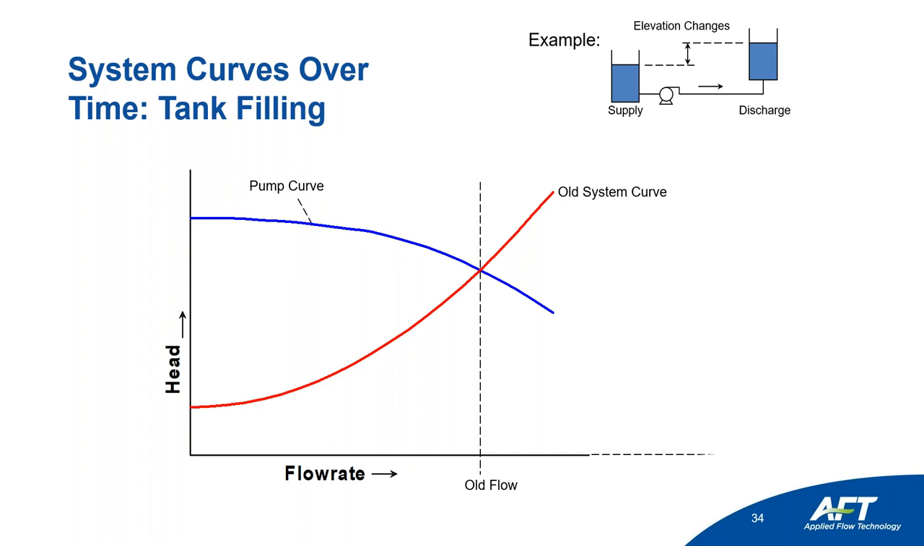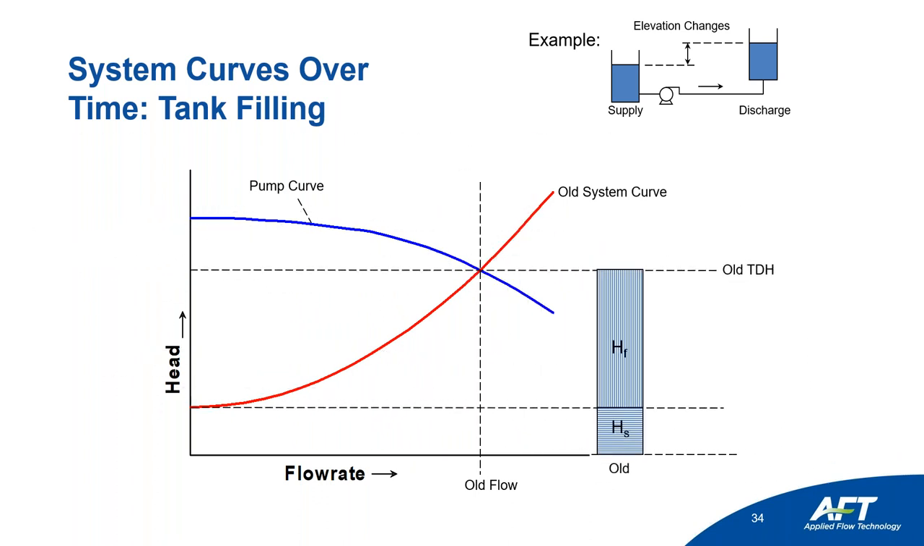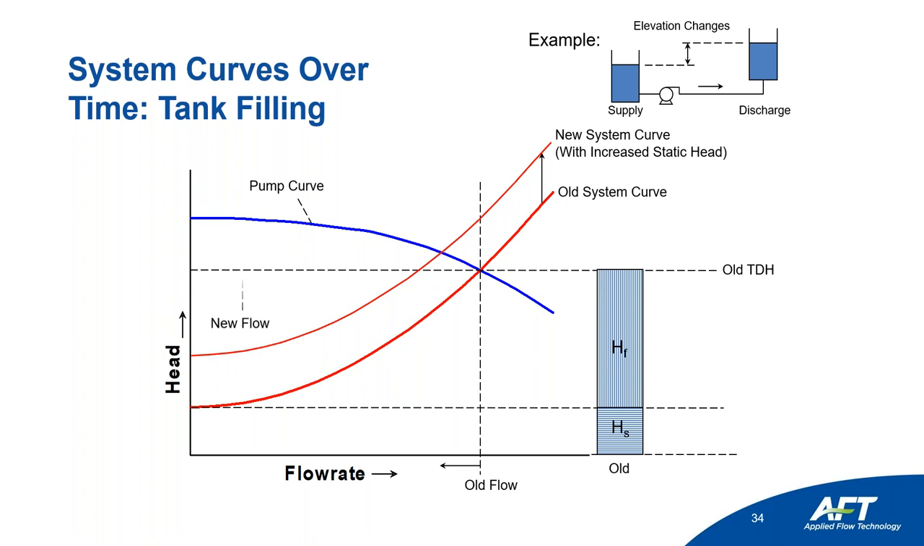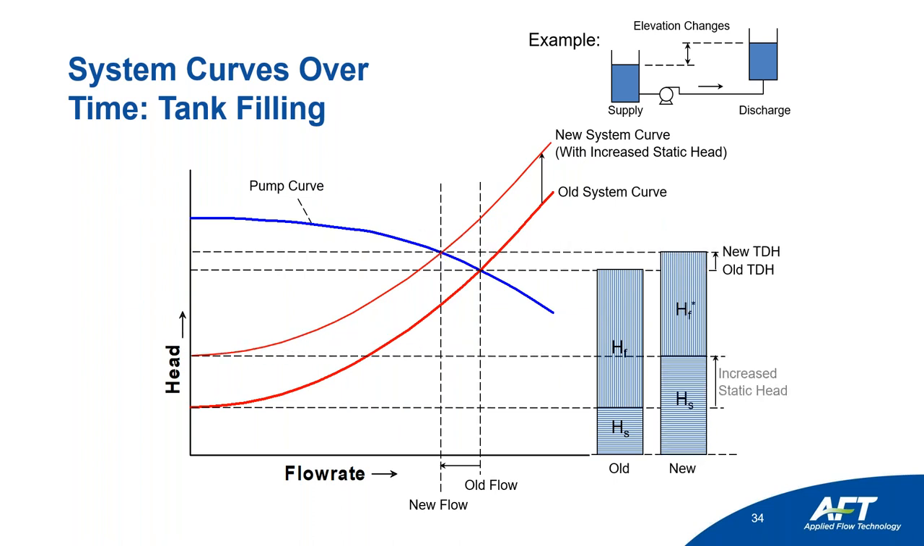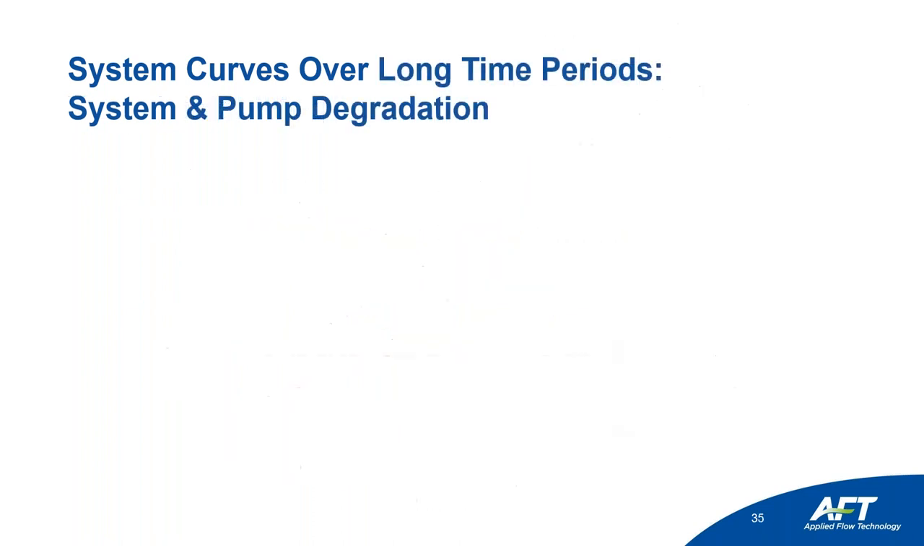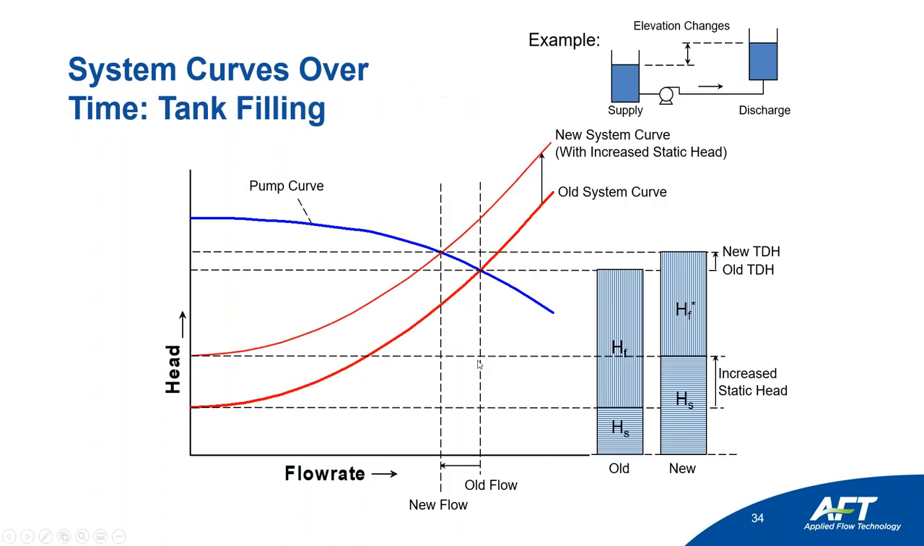This goes to show what your system curve is going to look like when you're filling up a tank over time. You have an original flow rate and original total dynamic head. As you start to fill up your discharge tank, your system curve is going to shift with a new static head, and you're going to have a new flow rate where the pump rides back on its curve. Your frictional head decreases while your static head increases. So this is really important to understand when you have pump and system curves changing over time.